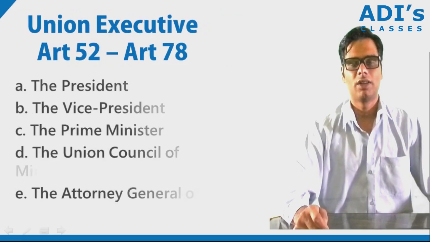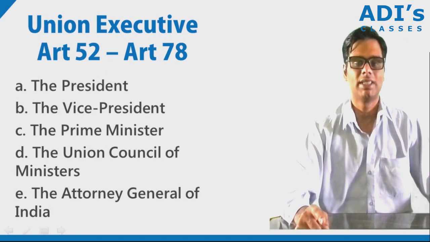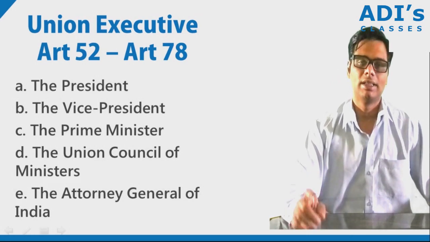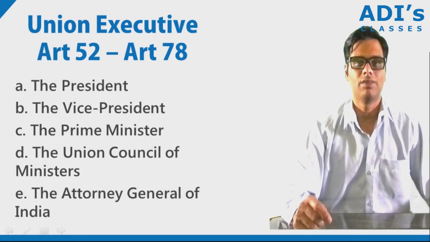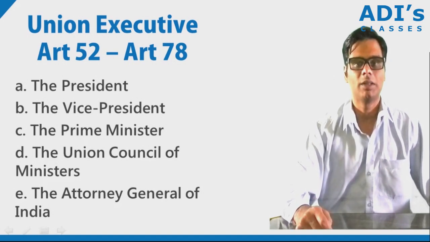The union executive hence contains the following members. The first one is the President of India, the second one is the Vice President of India, who is also the chairman of the Rajya Sabha, and then we have the Prime Minister, then we have the Council of Ministers, then we have the Attorney General of India.